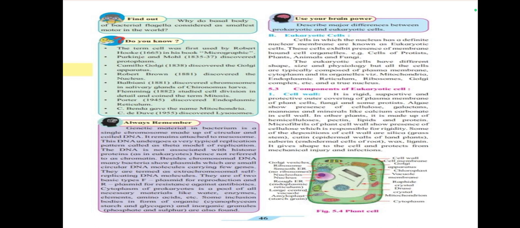Components of eukaryotic cells. Cell wall. It is a rigid, supportive, and protective outer covering of the plasma membrane of plant cells, fungi, and some protists.